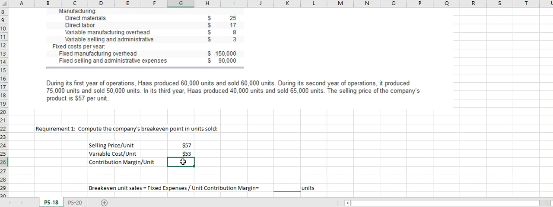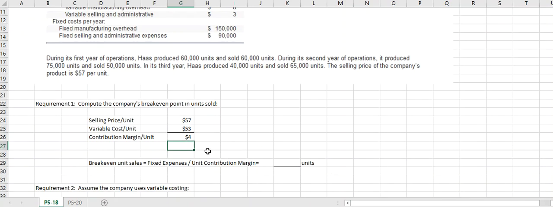After we know those two pieces of information, we can calculate our contribution margin. The contribution margin is just the selling price per unit less the variable cost per unit. So we have $4 that is our contribution margin. Basically what that's telling us is if we sell a product for $57, we can cover all of our variable costs that it took to make that unit, plus we have $4 left over that we can put towards our fixed cost. So we're looking at how much we have left to contribute towards the cost of our fixed cost for the product. Our contribution margin we've calculated at $4.